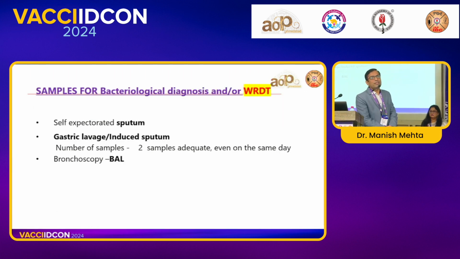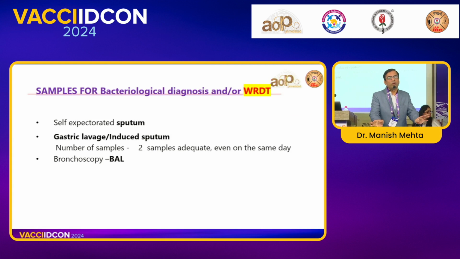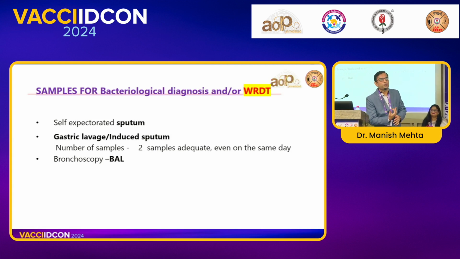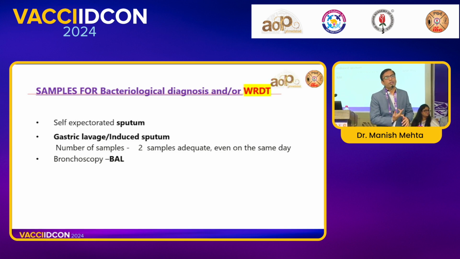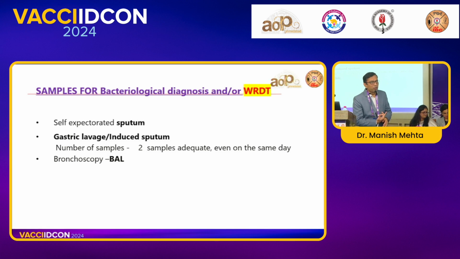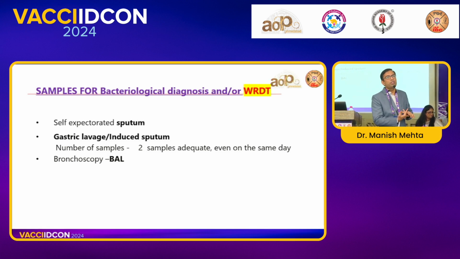So what are the samples that we can send for CBNAAT? Everything whichever you can take except for blood. The most common is sputum. If you don't get sputum, you can collect the sputum by gastric lavage or induced sputum. So if you are sending a gastric lavage or induced sputum, you can do smear, you can do CBNAAT, and you have to do culture. These three tests you have to perform whatever sample you are sending.